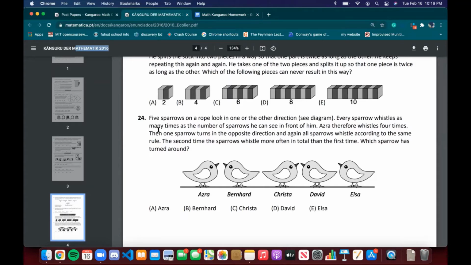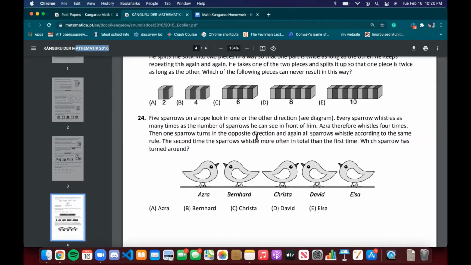Okay, so what this problem means is that each bird is looking in one direction, and all the birds they can see in that direction. For example, Azra can see Bernard, Krista, David, and Elsa. So they whistle 4 times, which is equal to the number of birds they can see. Bernard can only see one bird, which is Azra, so Bernard whistles once. Krista can see 2, David and Elsa, so Krista whistles twice, and so on.